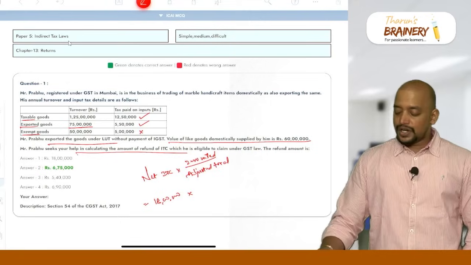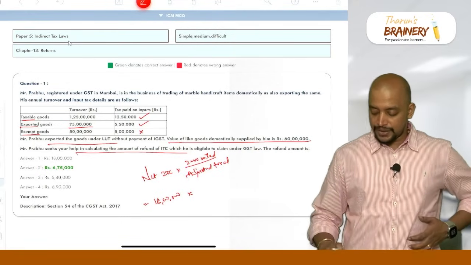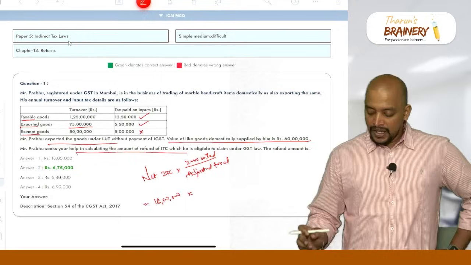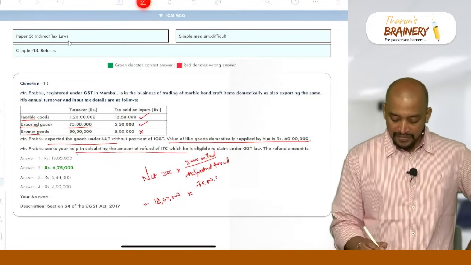But we need to compare it with 1.5 times the local value, the domestic value of like kind and quality. So 60 lakhs into 1.5 will be 90 lakhs. 90 lakhs or 75 lakhs, whichever is lower, 75 lakhs only will be taken.